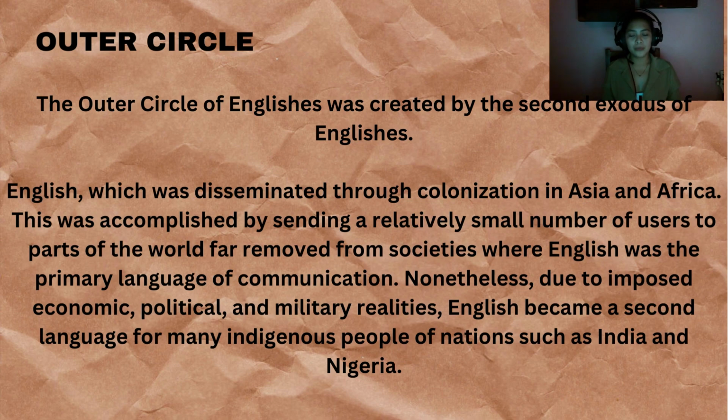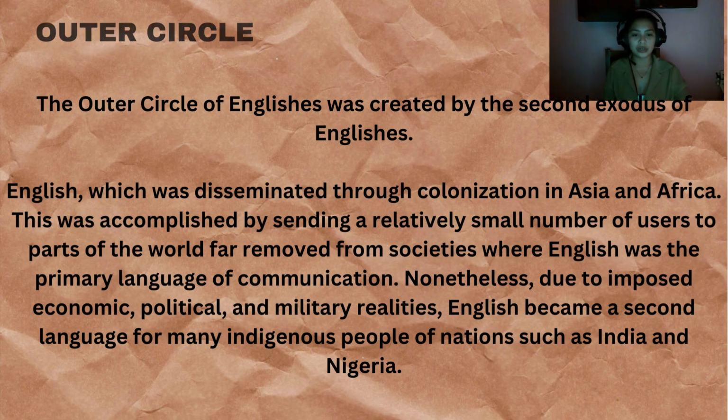So what is the outer circle? The outer circle Englishes were created with the second exodus of English, which was disseminated through colonization in Asia and Africa. This was accomplished by sending a relatively small number of users to parts of the world far removed from society, where English was the primary language of communication. Nonetheless, due to imposed economic, political, and military realities, English became a second language for many indigenous people of nations such as India and Nigeria.